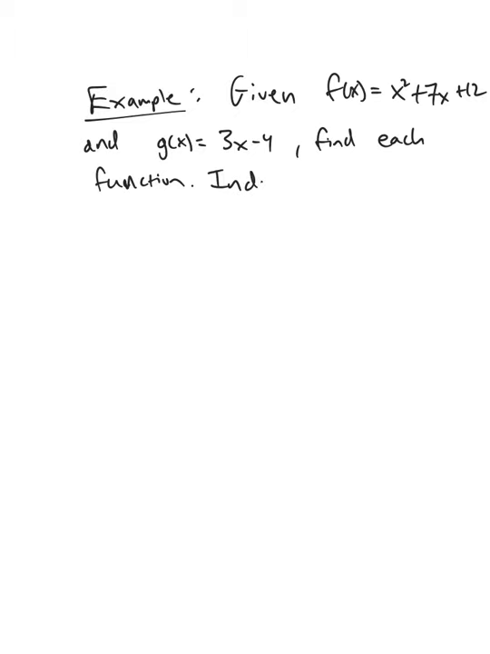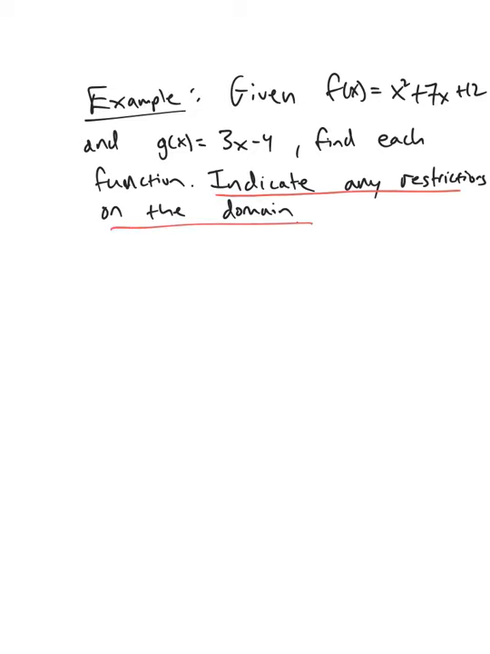The directions also say indicate, and this will be on your homework, any restrictions on the domain. Because that last part has to do with when we divide. So we'll worry about that on the second part of the problem here. Let's do the multiplying first. Let's find f times g of x.